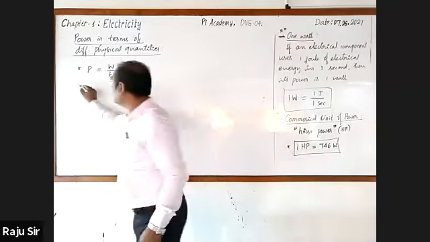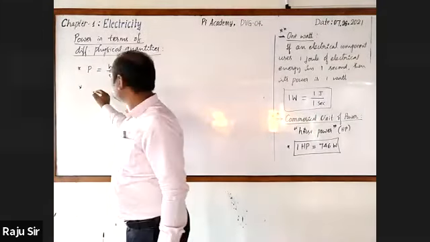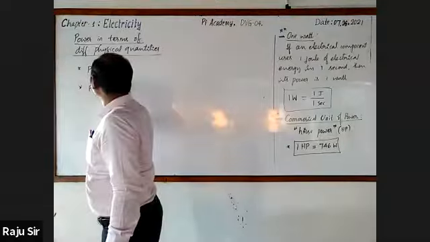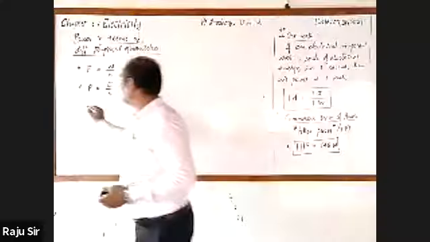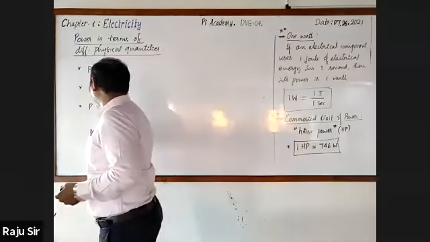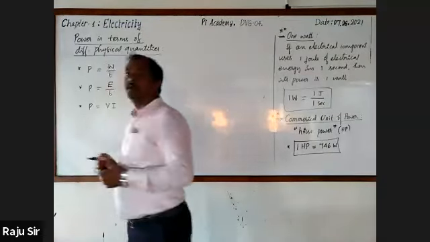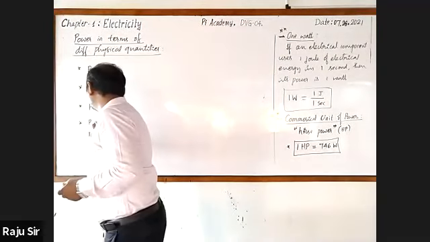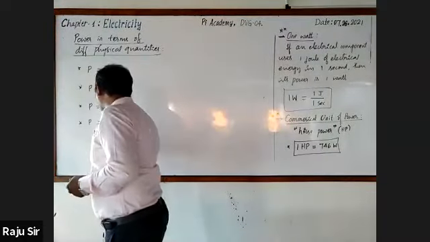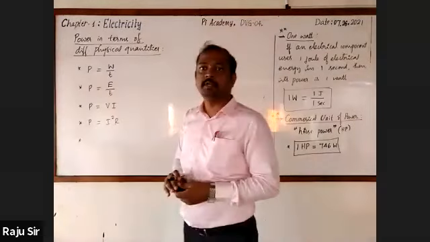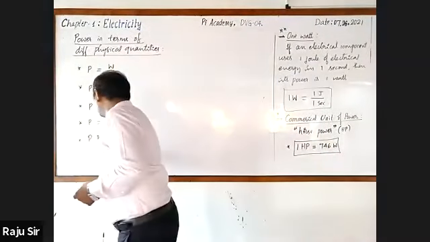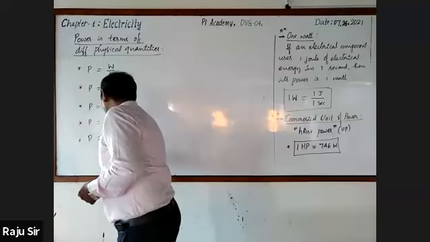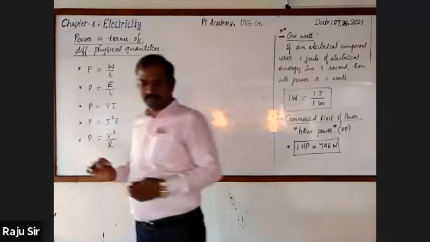Then you write the remaining. P is equal to E by T. And the third one, P is equal to V into I. The fourth, P is equal to I square into R. And the fifth one is P is equal to V square by R.